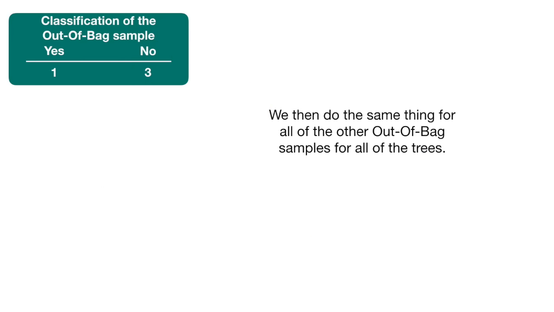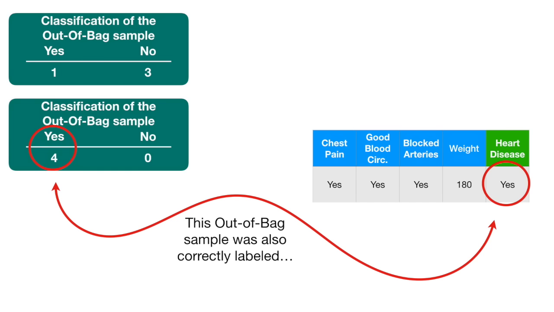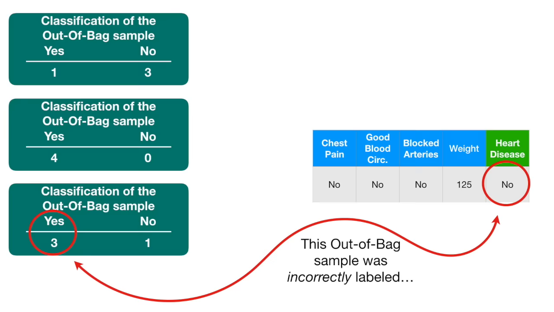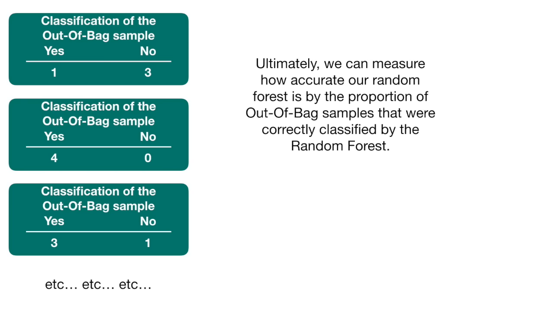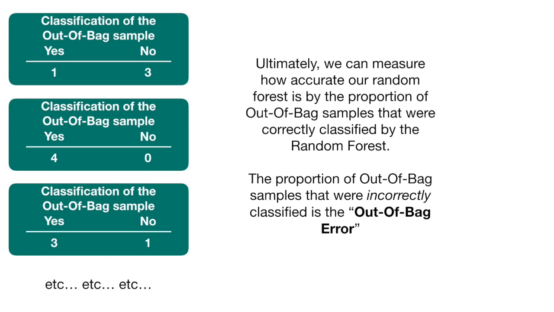We then do the same thing for all of the other out-of-bag samples for all of the trees. This out-of-bag sample was also correctly labeled. This out-of-bag sample was incorrectly labeled. Etc., etc., etc. Ultimately, we can measure how accurate our random forest is by the proportion of out-of-bag samples that were correctly classified by the random forest. The proportion of out-of-bag samples that were incorrectly classified is the out-of-bag error.